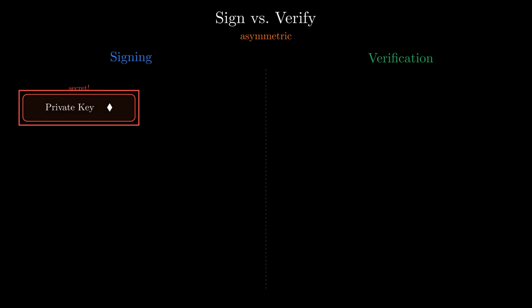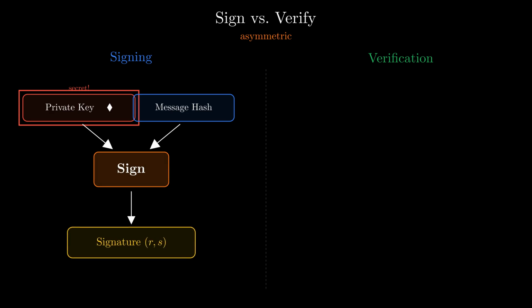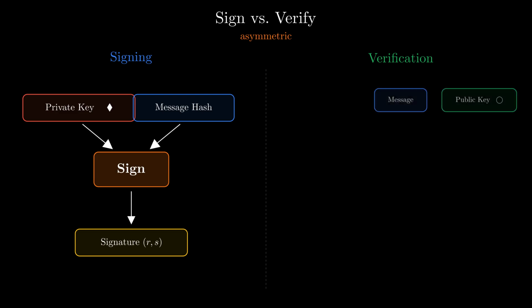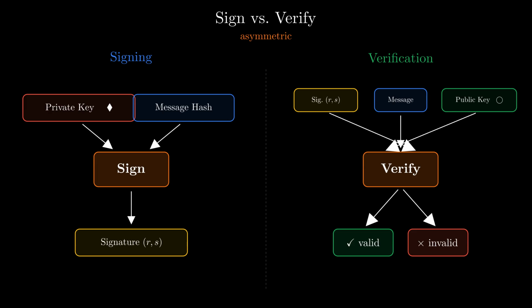The sign and verify operations are asymmetric. Signing requires two secret-aware inputs, the private key and the message hash. The sign function spits out a signature, typically a pair of numbers R and S. Verification is public. Anyone with the public key, the original message, and the signature can run the verify function and get back valid or invalid. No secret needed. That asymmetry is why Bitcoin works at all. The whole network can check your signature without ever seeing your key.